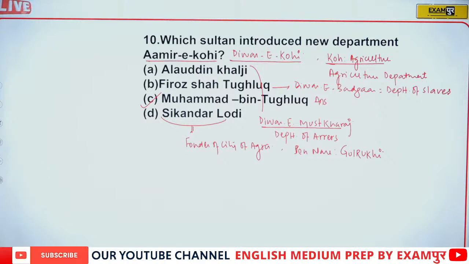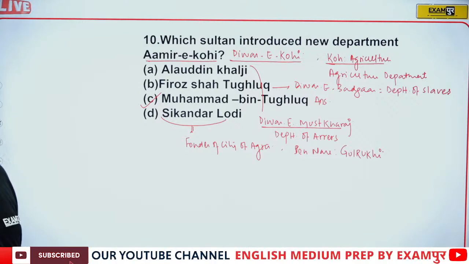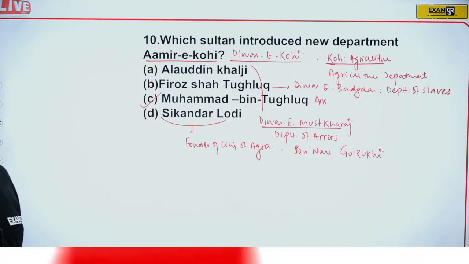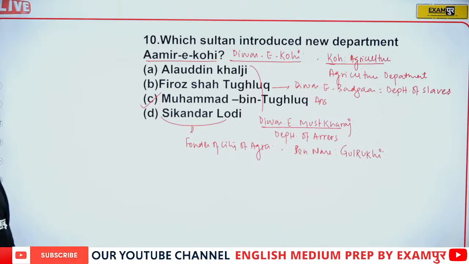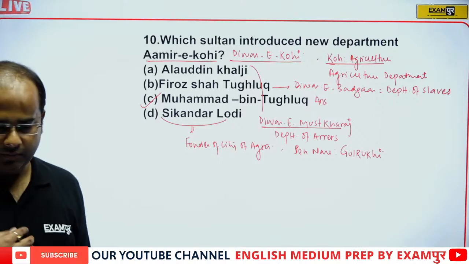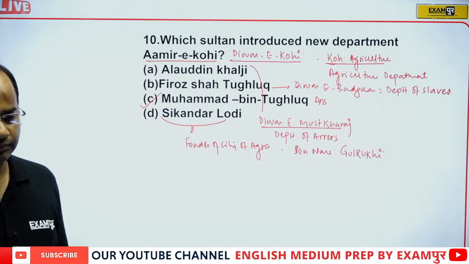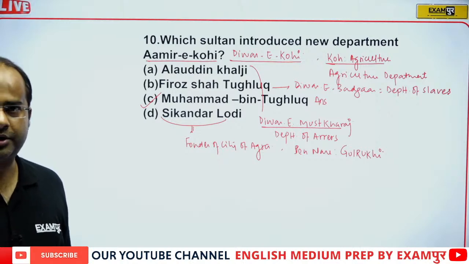So the correct answer will be, guys, option C, that is Muhammad bin Tughlaq. He was the person who introduced Diwan-e-Kohi, the Department of Agriculture. I hope that should be clear to all of you, and it was an easy question for you. Now let's come to the next question.